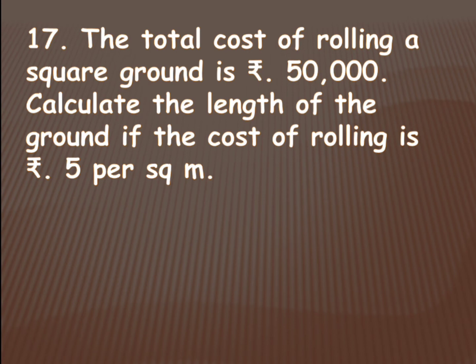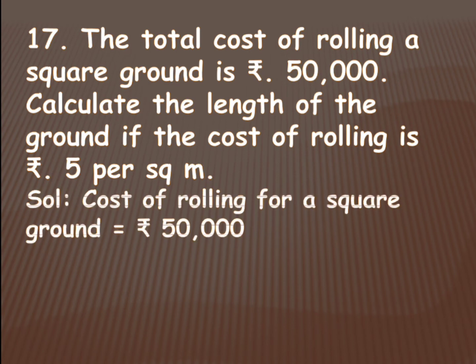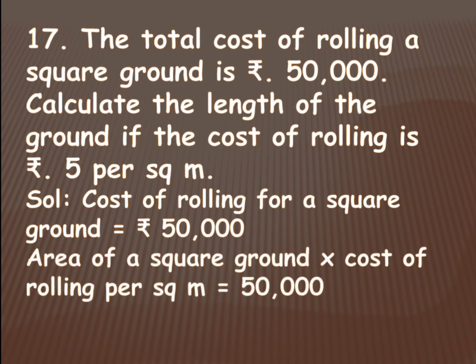Okay children, so let's write what is given in the question first. So cost of rolling for the square ground, we don't know how much they have rolled, but it is 50,000 rupees. Okay, and cost of 1 square meter is 5 rupees. Now what we need to find, that is area. So how you can find area of a square ground into cost of rolling per meter is equal to 50,000 rupees. Okay, that's what you will do.